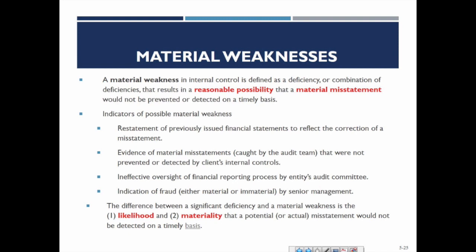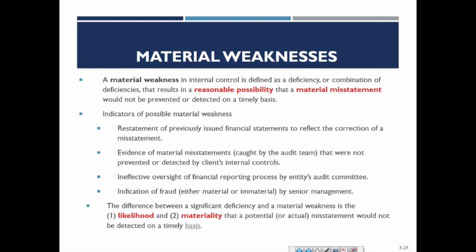Some indicators that would suggest that there is a material weakness: if there's a restatement of a previously issued financial statement. A restatement means a company has to restate financial statements they've already filed. An error has been detected, so now they have to reissue, right? That's a restatement of the financial statements. If you had to restate, that is only going to be if it's material. So there's a material misstatement somewhere, which would suggest that there was a control deficiency.